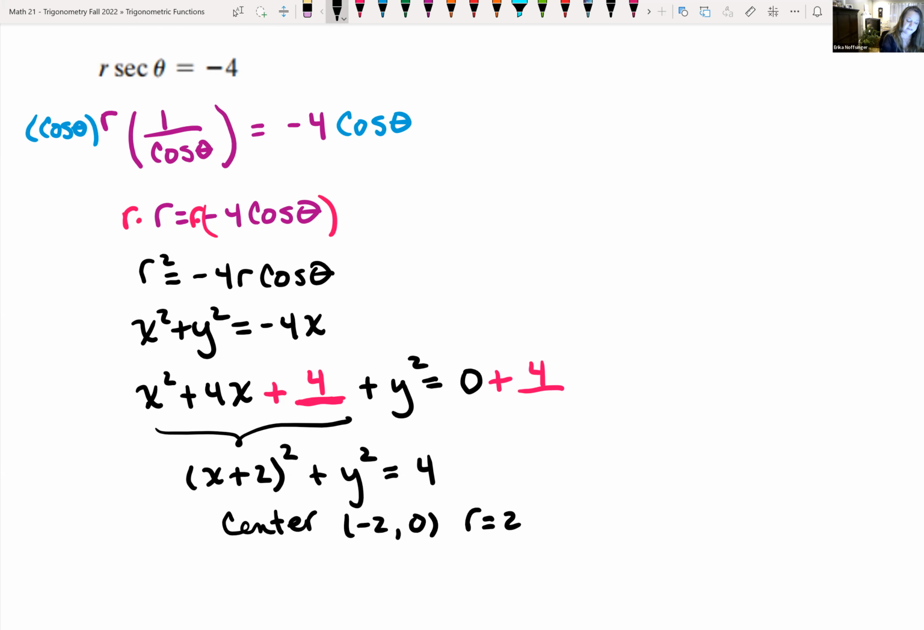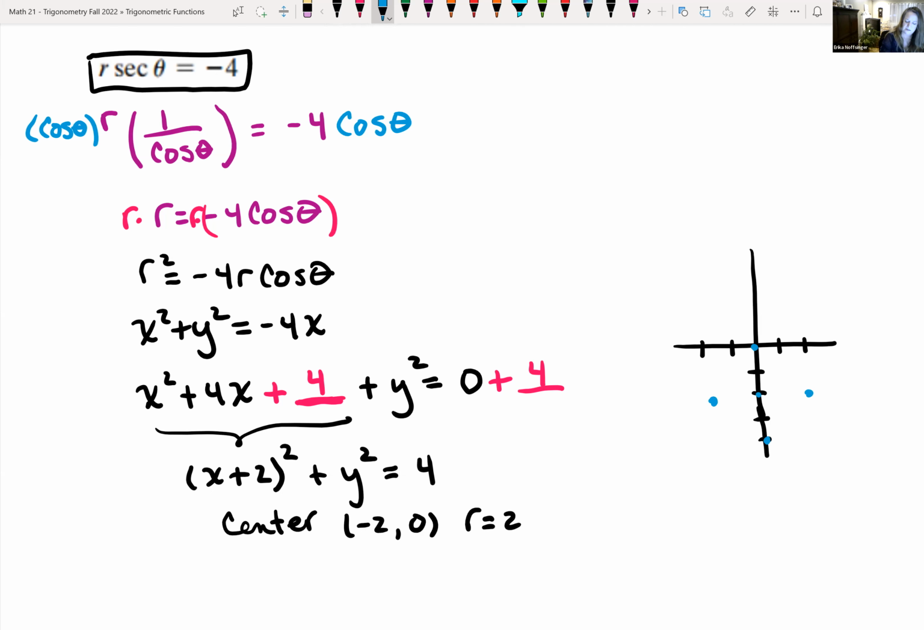And so I can graph this now. This polar equation r secant theta equals negative 4 is a circle centered at negative 2, 0, and my radius is 2. So from my center, I am going to go up 2, down 2, left 2, and right 2.